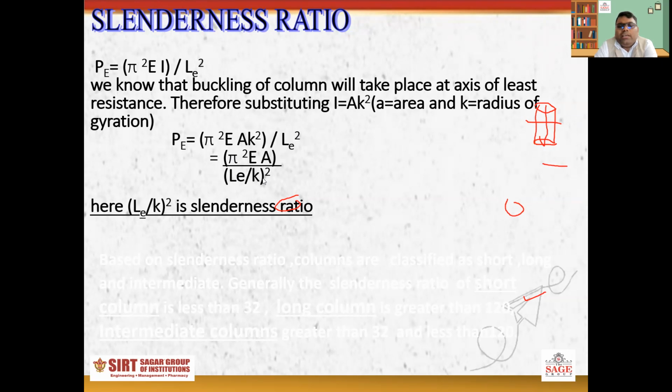So this term LE upon K is called the slenderness ratio. So the ratio of LE upon K is called the slenderness ratio. Hope you understood this. So let's erase all and come to the next slide.